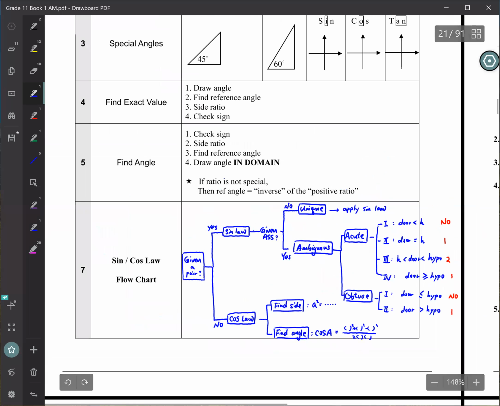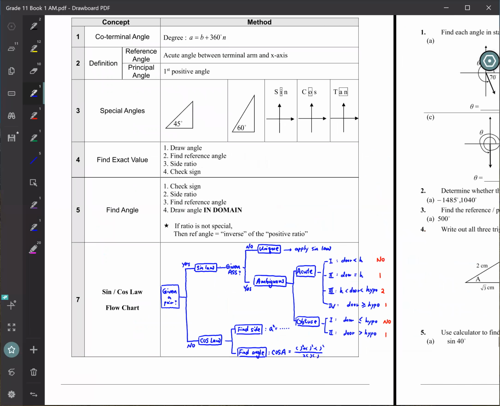And then you can look at the previous ones, the ones before, right? 1, 2, 3, 4, 5, those summaries, okay? And then compare with the notes. Okay, any questions? Can you raise your hand if you got everything down?